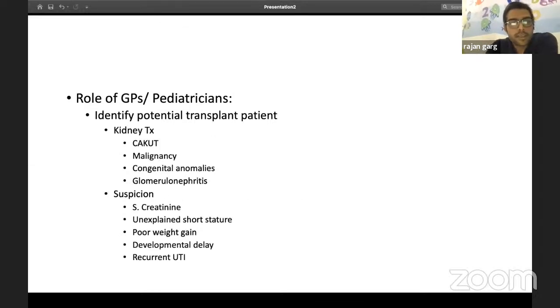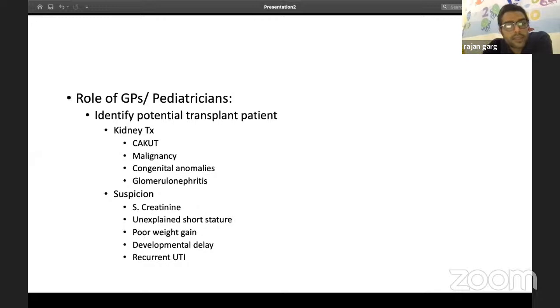Then in cases of kidney transplant, how to identify patients who might need a kidney transplant later on. So the first category of patients who might need a kidney transplant is the CAKUT category, whose full form stands for congenital anomalies of kidney and urinary tract.